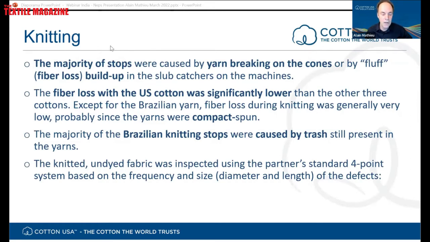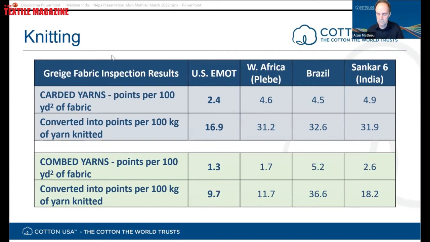The knitted undyed fabric was then inspected using the partner's standard 4-point system based on the frequency and size of the defects. So this table shows the grayish fabric inspection results for carded and comb yarns expressed in points per 100 square yard of fabric and then converted into points per 100 kilogram of yarn knitted. Again, a solid performance for the US cotton yarns, both carded and combed.